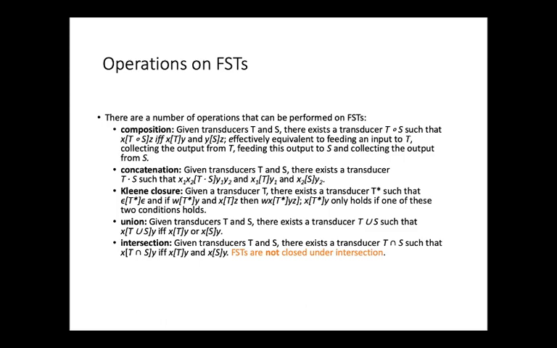Concatenation is sort of stacking two FSTs end to end. So if you concatenate an FST that maps A to B and an FST that maps C to D, then you get an FST that maps AC to BD.